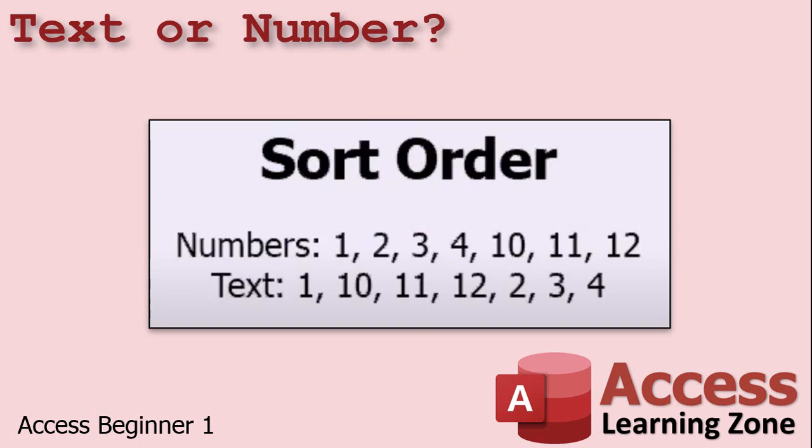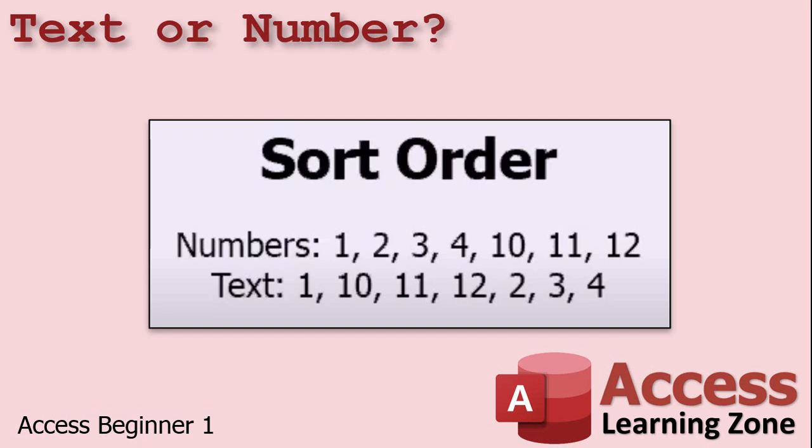Another thing to take into consideration is the sort order. Now, numbers obviously are sorted numerically, right? 1, 2, 3, 4, 5, 6, 7, 8, 9, 10, 11, 12, and so on. That's numerically. That's a numeric sort. Text values are sorted alphanumerically, and they're sorted by the character placement.